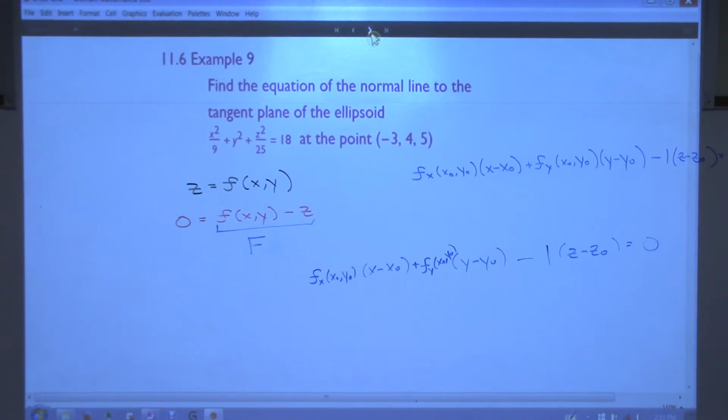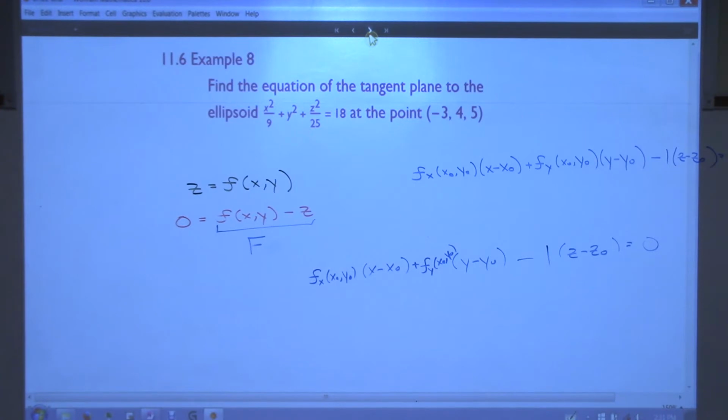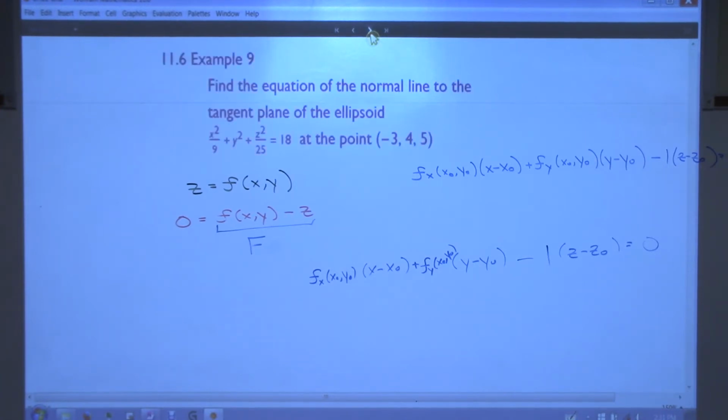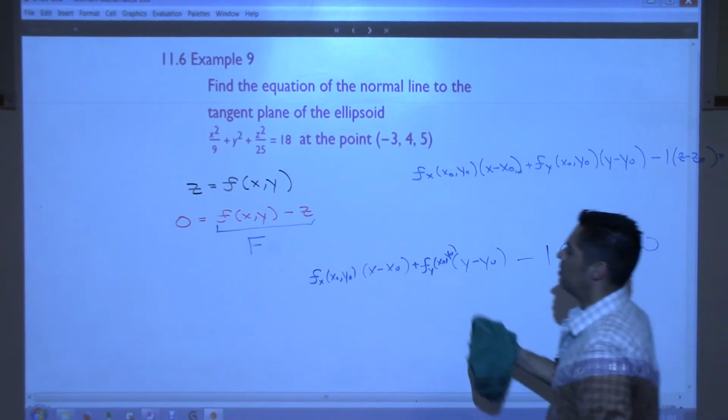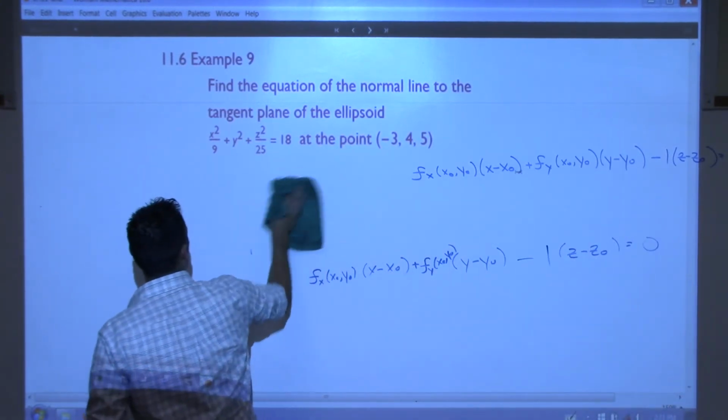One more thing to talk about. Was that the same problem? Yes, that's the same problem. Look at the directions. These are a little bit different than what we just did.